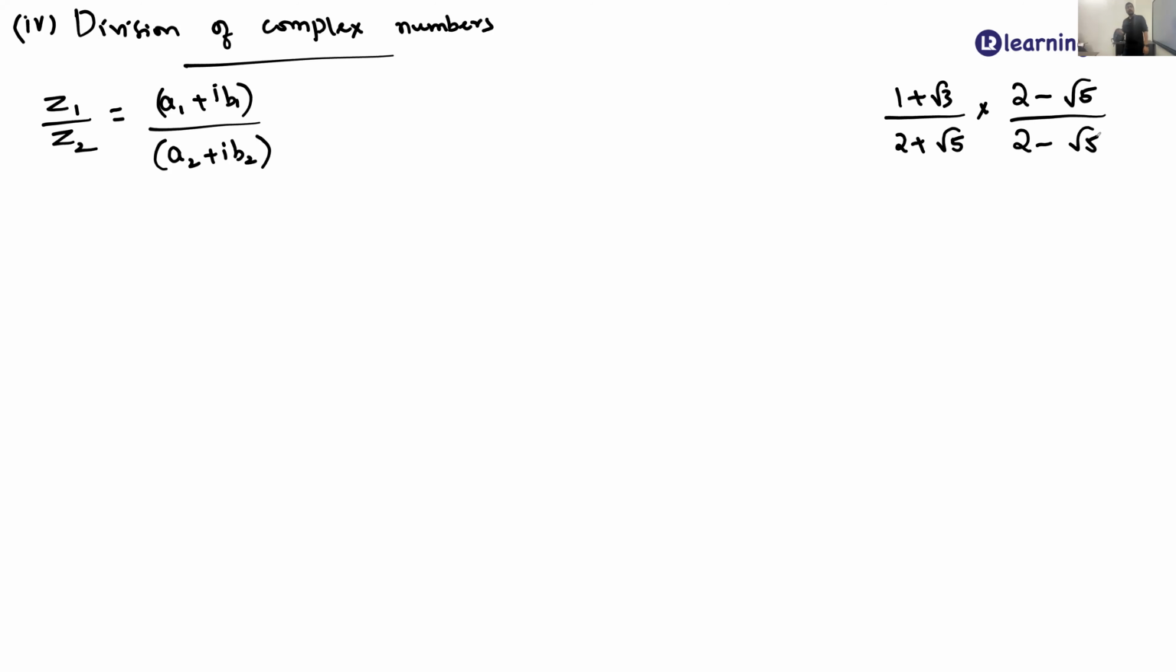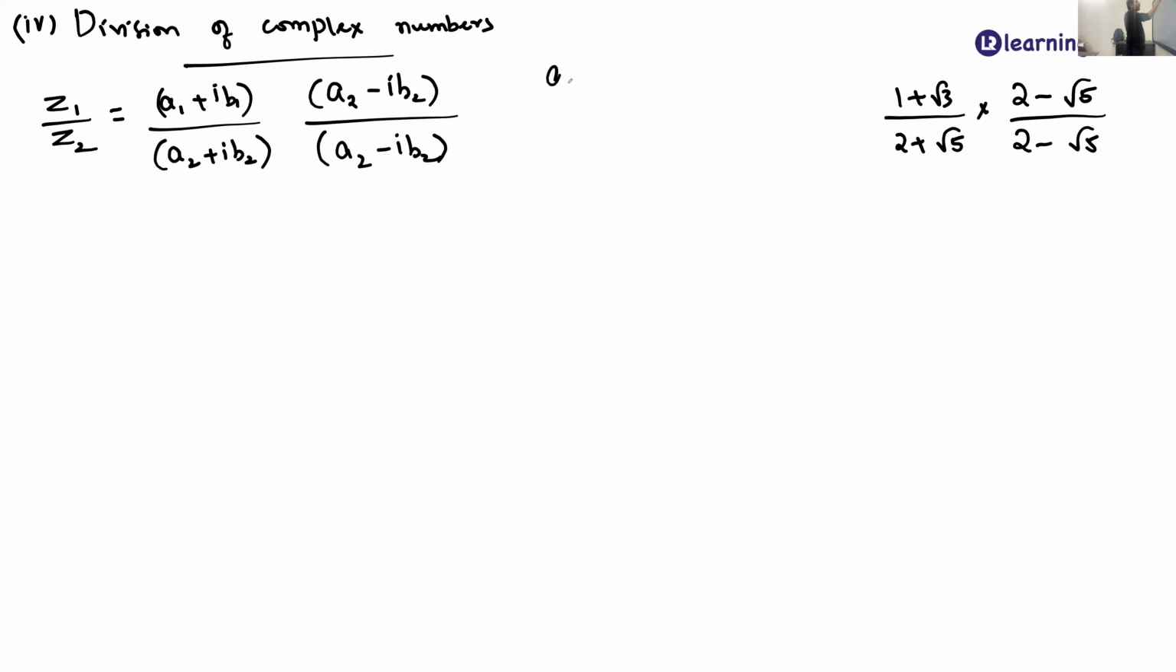But what is the idea we took? Here you have 2 plus root 5, but what is it that we multiplied with? We multiplied with 2 minus root 5. What is 2 minus root 5 called? It's called the conjugate of the denominator, the conjugate of the irrational number that is there. So the conjugate of 2 plus root 5 is 2 minus root 5. In a similar way, if I have a2 plus i b2, I multiply with a2 minus i b2 and compensate with the same, then this a2 minus i b2 is called the conjugate of a2 plus i b2.